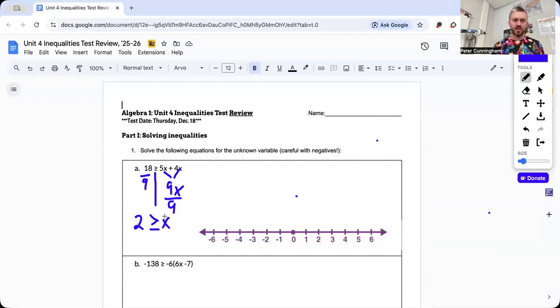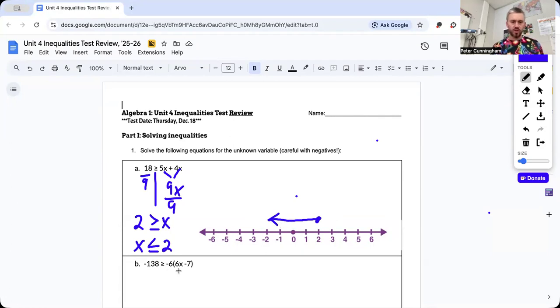I don't love having the variable on the right hand side, so I would switch this up and say, hey, x is less than or equal to 2. It's the same thing. The inequality is pointing at the same thing. This one just makes it easier for me to visualize that I'm going to go to 2, make my dot because of the equal sign, and point to the left.